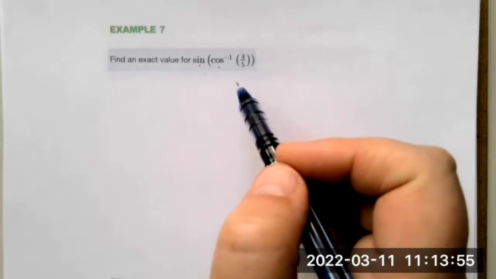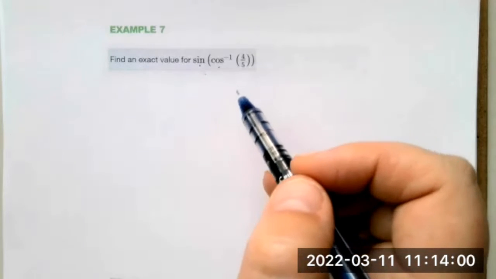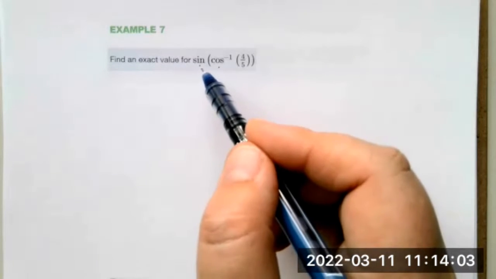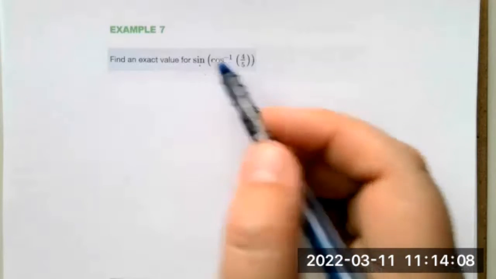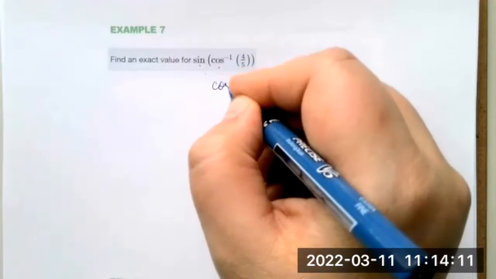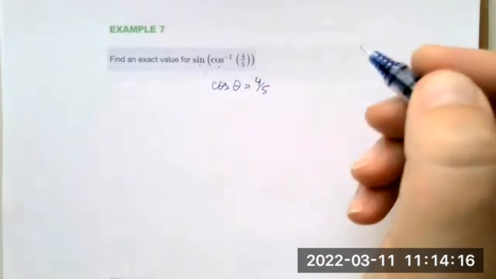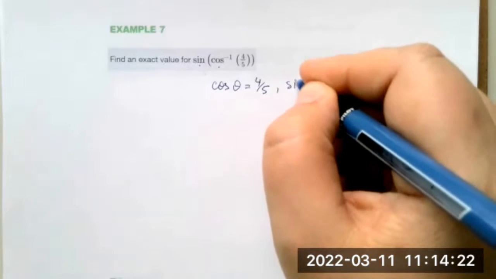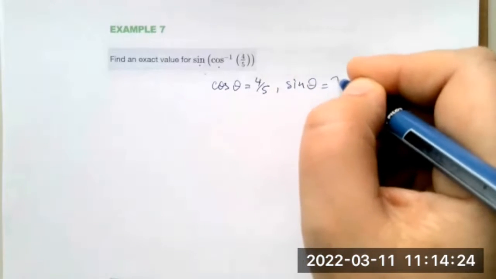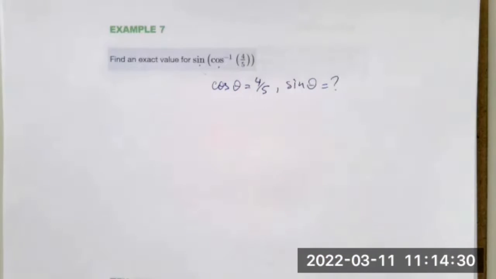Well, how do we go about solving this problem? Basically, again, let's write out what we have and what we are asked. From this problem, we know that the cosine of our angle theta is 4/5. That's what they're telling us. And they're asking, what is the sine of theta? Basically, find the sine of theta when the cosine of theta is 4/5.